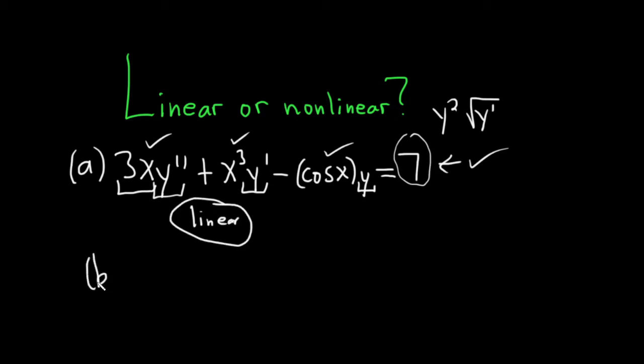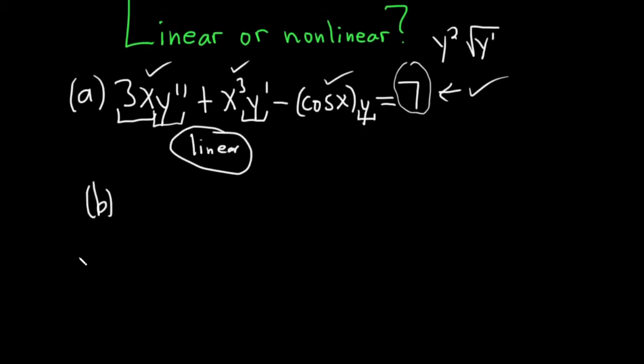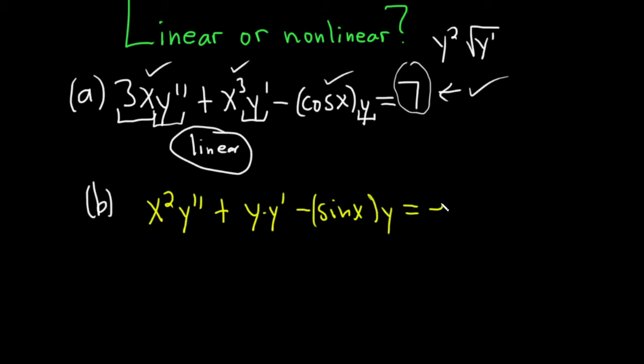Let's go ahead and do another one so that hopefully you can understand what is going on a little bit better. Let's say we have x squared y double prime plus y times y prime minus sine x times y equals e to the x. So in this case, this part's okay. There's no y's over here. Y and all of its derivatives are to the first power, so that's okay, and that's okay.